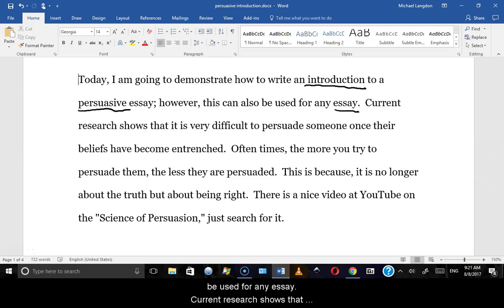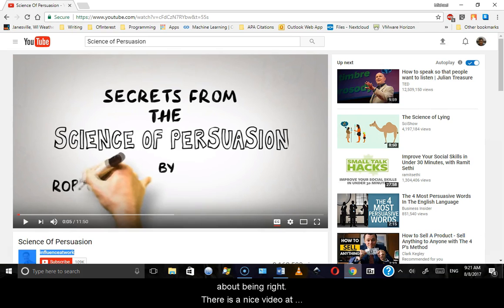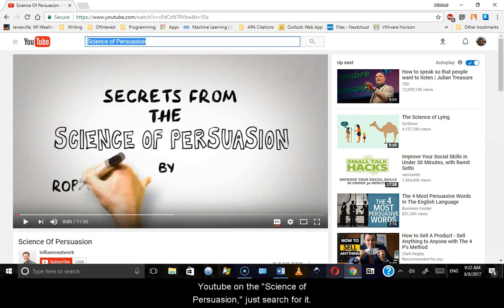Current research shows that it is very difficult to persuade someone once their beliefs have become entrenched. Oftentimes, the more you try to persuade them, the less they are persuaded. This is because it is no longer about the truth, but about being right. There is a very nice video at YouTube on the science of persuasion if you just search for it.